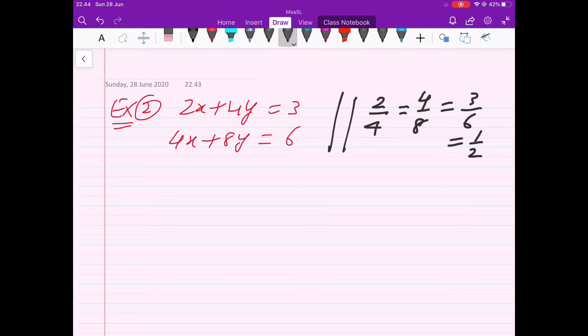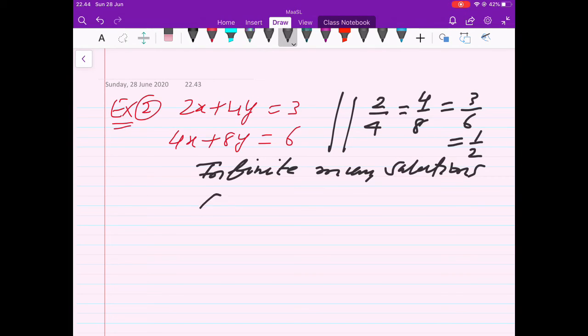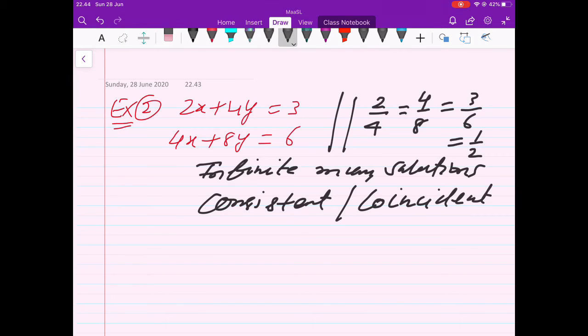The system has infinitely many solutions, and the system is a consistent system. These words are very important. Sometimes in the exam, the examiner asks questions based on these words. Consistent, or we can say coincident lines. I will show you what coincident means with the help of GeoGebra.